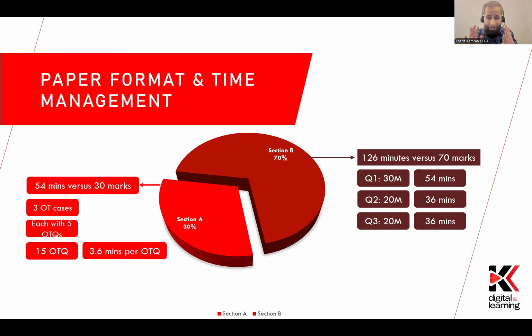Now you have 180 minutes, 30%, 70%. You divide them in that ratio. You get the time 126 minutes for section B, 54 minutes for section A. Now you know how many questions are there. You distribute that time among those questions, and that's an effective time management for the AA paper. I hope you will stick to that.